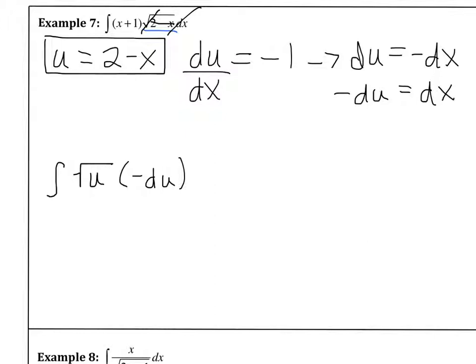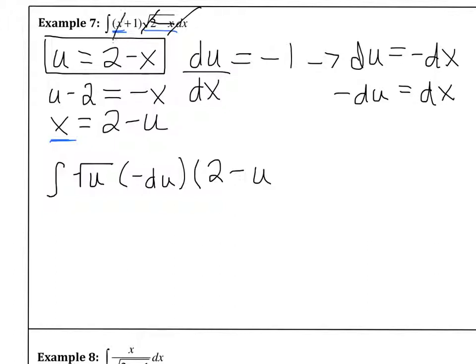All right, so with just a little bit of algebra over here, let me subtract 2 from both sides. u minus 2 equals negative x. Therefore, if the opposite of x is u minus 2, then x equals 2 minus u. And there we go. Now I've got something that I can replace x with. So let's do that. In our integrand, instead of writing x, I'm going to write 2 minus u, and then we just need the plus 1.